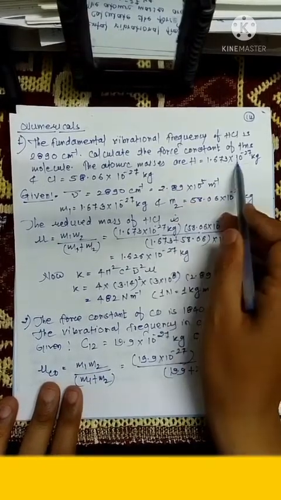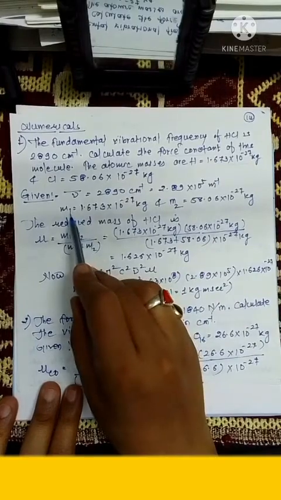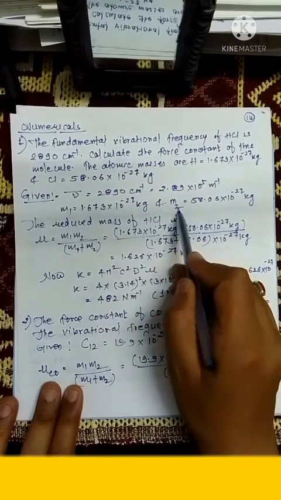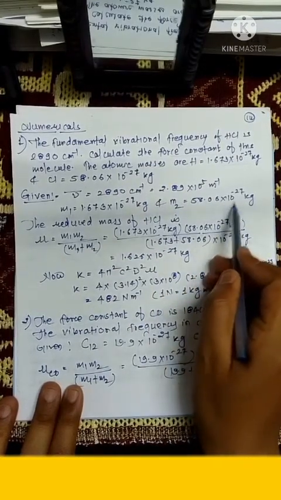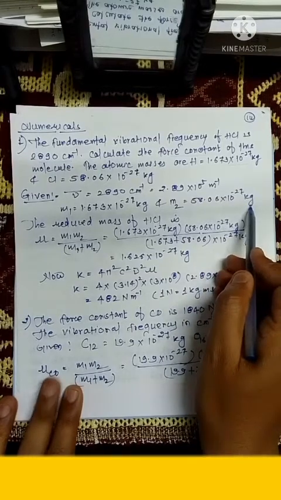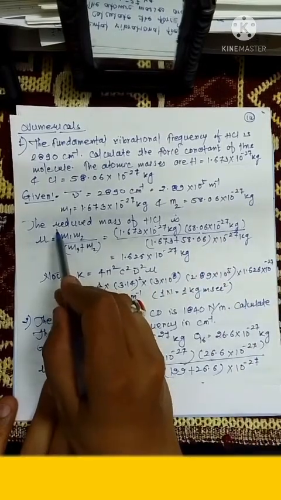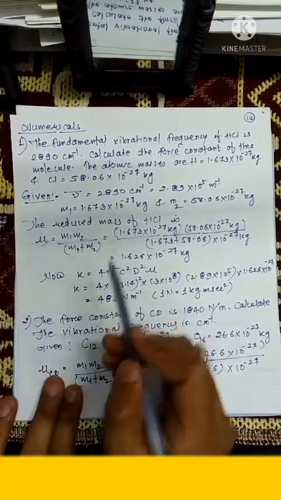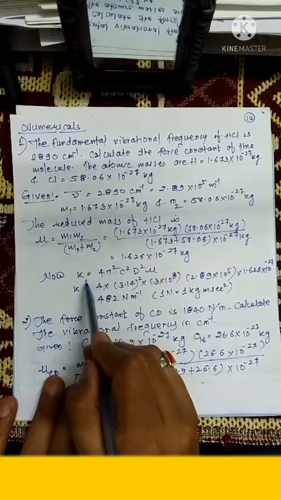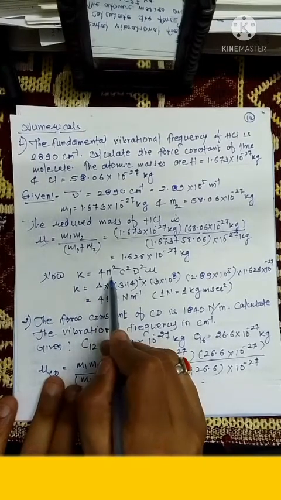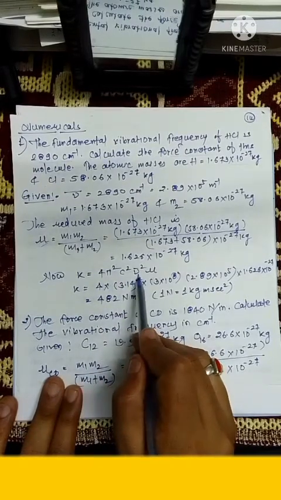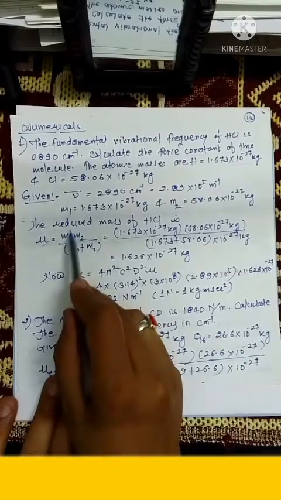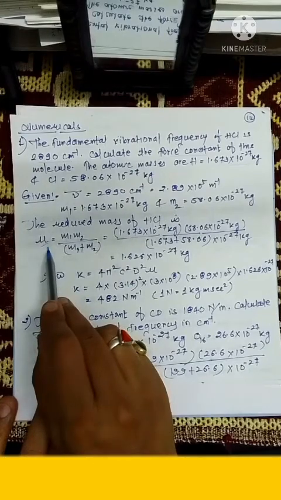So atomic mass is directly given. For hydrogen, it is 1.673 into 10 raised to the power minus 27 kg. For chlorine, it is 58.06 into 10 raised to the power minus 27 kg. So first of all, calculate mu. Why? We have to calculate mu first, because the formula which we are going to use is K is equal to 4 pi square c square nu bar square mu. So mu is reduced mass. So we have to first calculate mu.